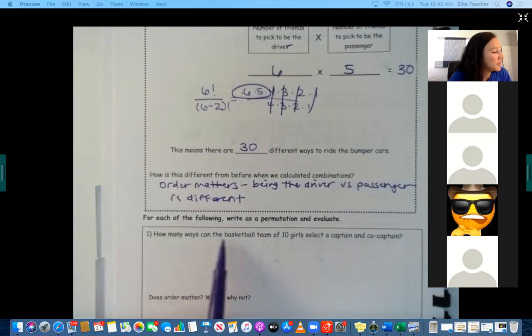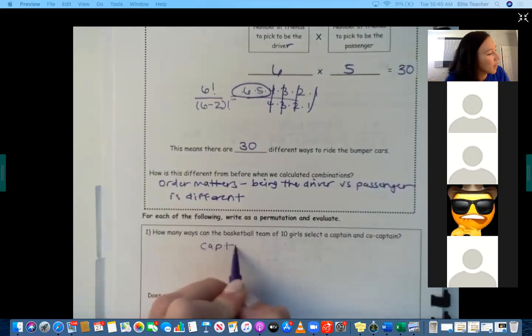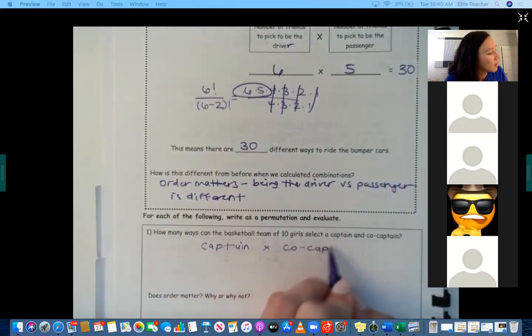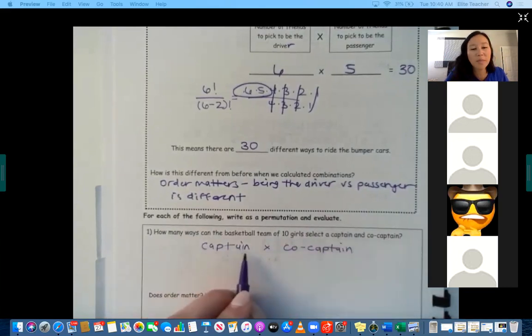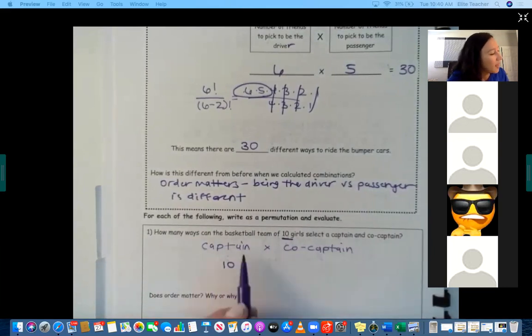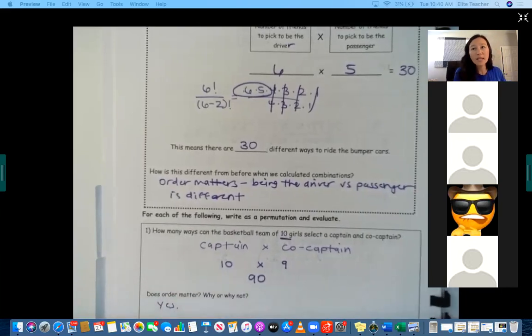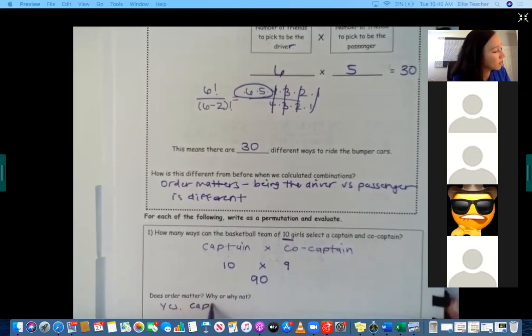Okay, so then how many ways can the basketball team of 10 girls select a captain and a co-captain? So we'll just do this. Captain and then co-captain. So how many are there to choose from to be captain? 10. And then if we pick our captain, how many are left to choose to be our co-captain? There's 9 left. So 10 times 9 means there are 90 different ways. And so does order matter? Yes, captain is different from being co-captain.